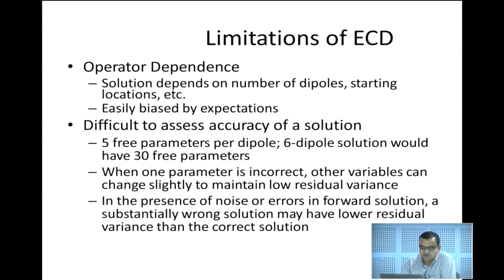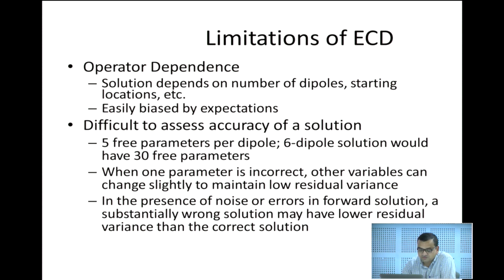Also, it's quite difficult to assess the accuracy of solutions, because you have 5 free parameters, and if you have a 6 dipole model you have 30 parameters. So it's a lot of degrees of freedom, and when one parameter is somehow incorrect, other variables can also change slightly to maintain low residual variance.